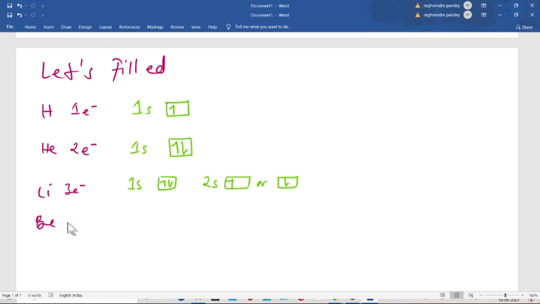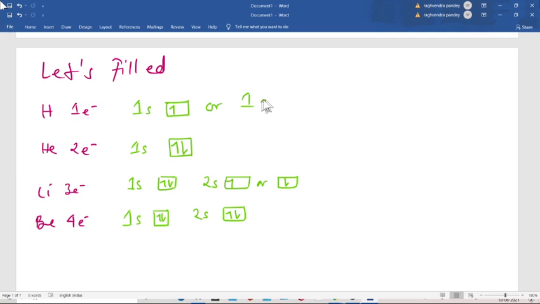Next is beryllium. Beryllium has 4 electrons. So again we will write 1s has 2 electrons, then 2s again has 2 electrons. So 1s and 2s, got it? So 4 electrons, both are filled here. Now most of the time we don't make boxes. We can write in a different manner.